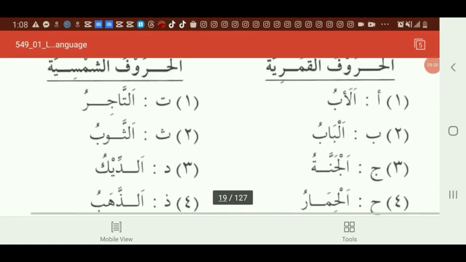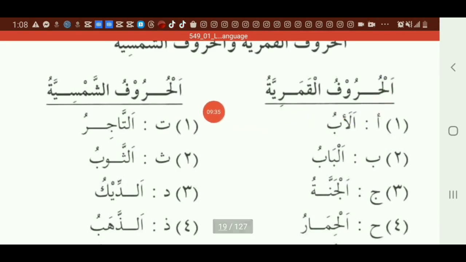Al-hawa'u, meaning the air. So here the ha is also among the letters of qamariyya. As you can hear the pronunciation of the lam, al-hawa'u. Al-yadu, the hand. Ya is also among the letters of qamariyya, since we can hear the pronunciation of the lam, al-yadu. Al-waladu, meaning the boy. So that's on letters of qamariyya.